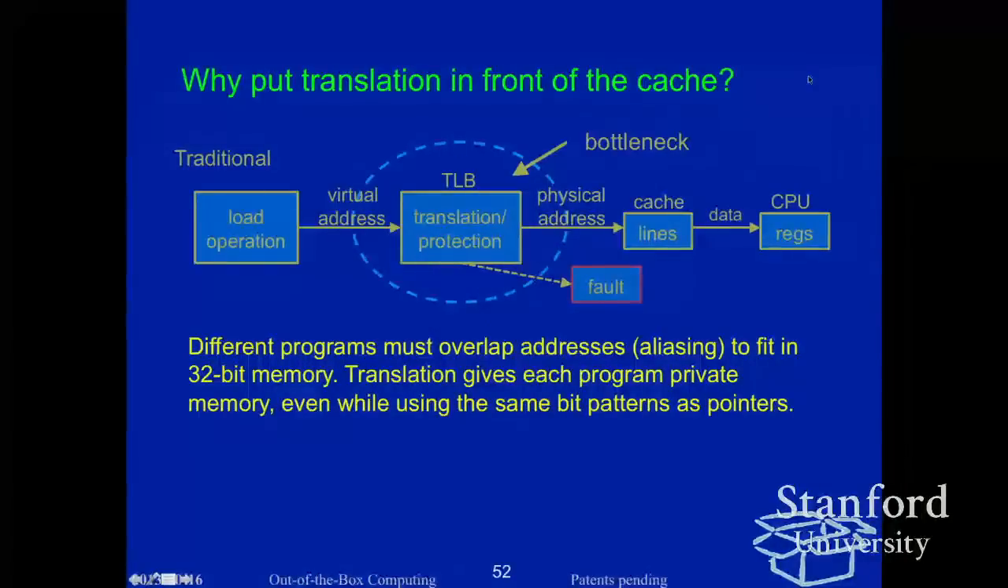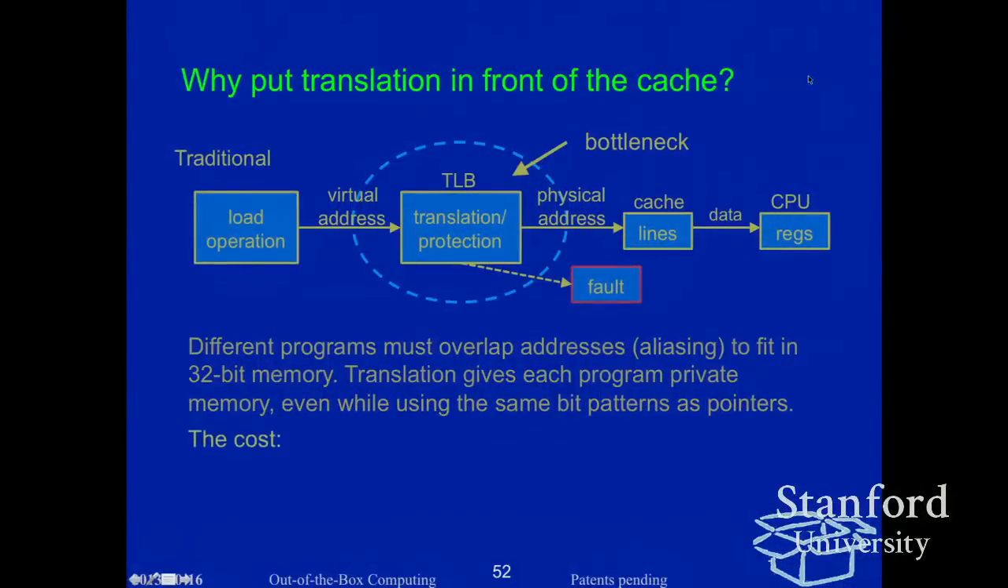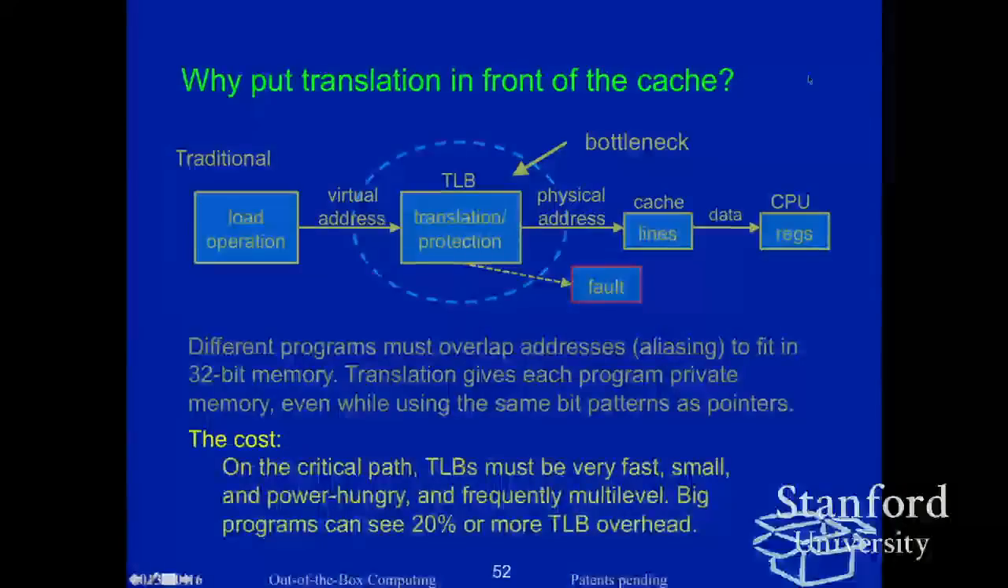This is no longer relevant in a 64-bit address space. You can fit lots and lots of programs with lots and lots of stuff in 64 bits. The cost: it's the critical path, it's power hungry, it's small, so it has to be multiple leveled, and real programs, as opposed to benchmarks, frequently are spending as much as a quarter of their entire processing time dealing with TLB.